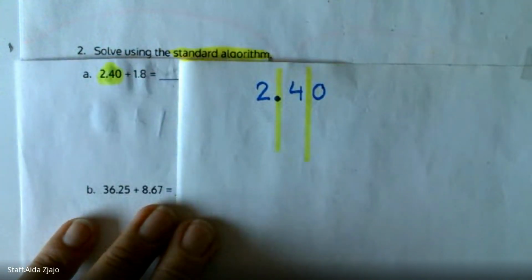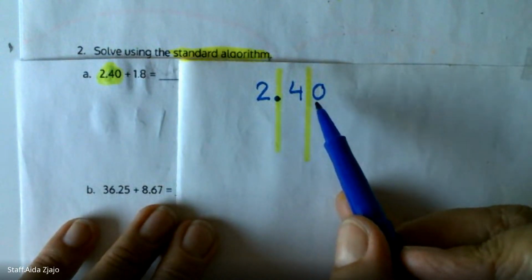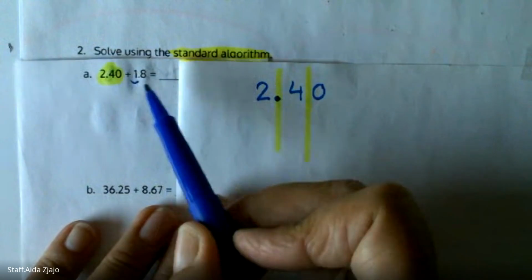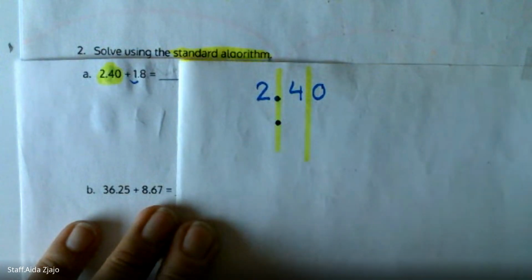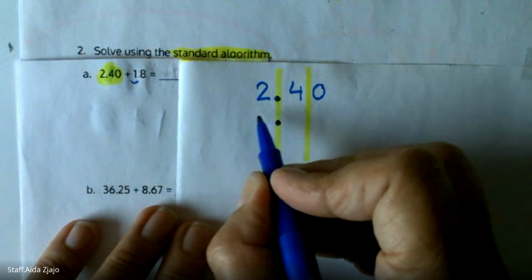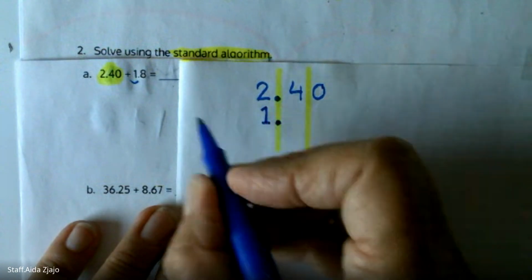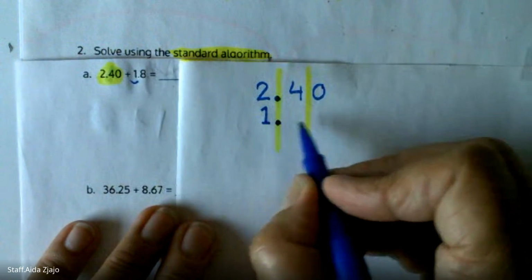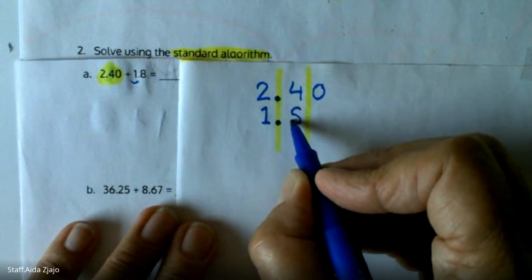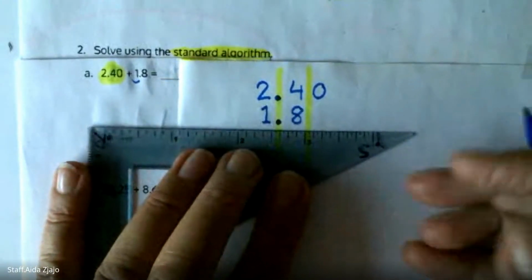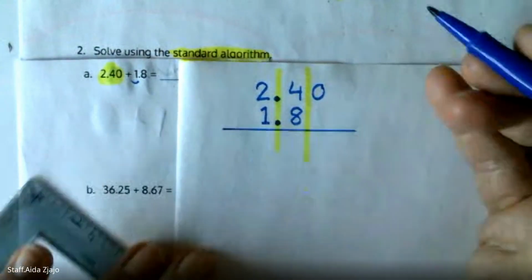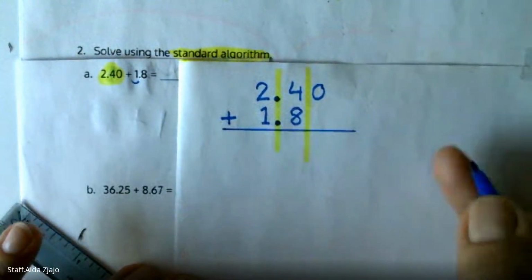So I'm done with the first number. I place that 2 and 40 hundredths. Now I need to add 1 whole and 8 tenths. So first thing I like to put is the decimal. Now to the left are my wholes. I only have 1 whole. And then to the right, I have 8 tenths. So I place my second number that I need to add. So put the plus together.